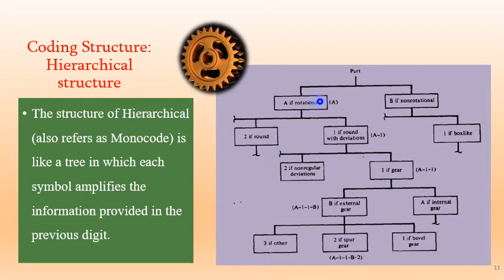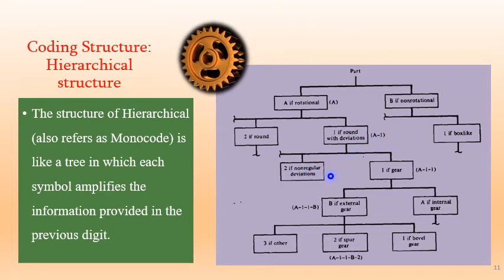Further, in this case, this is rotational, so we will assign A. In this, if round, then fine, assign 2, or if round with deviation, then assign 1. So here we can assume that this is round but with a deviation. So we will assign 1 as the next code number. So now my part code becomes A-1.